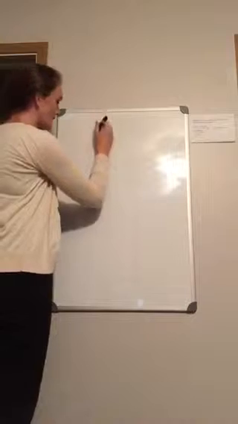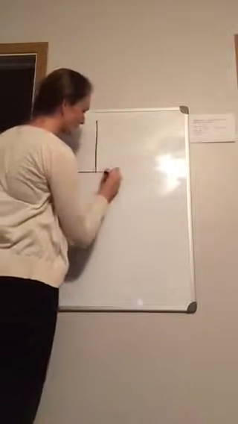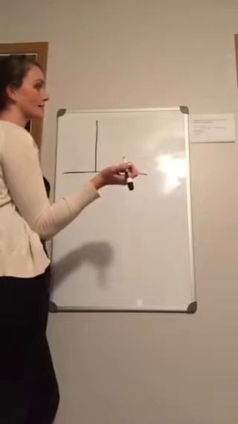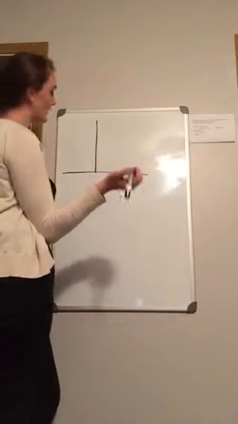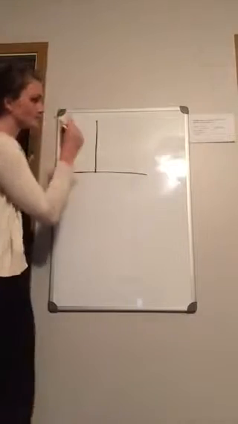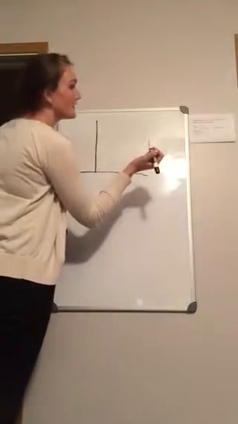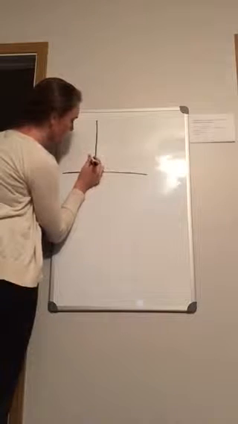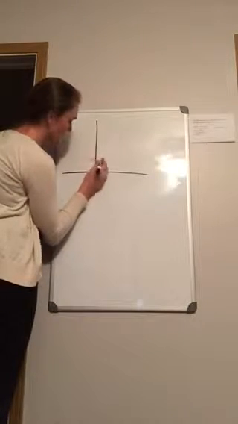So for our graph, e to the x power, where x is less than or equal to 0, we know that the domain is less than or equal to 0. Therefore, the y-intercept is 0, 1.